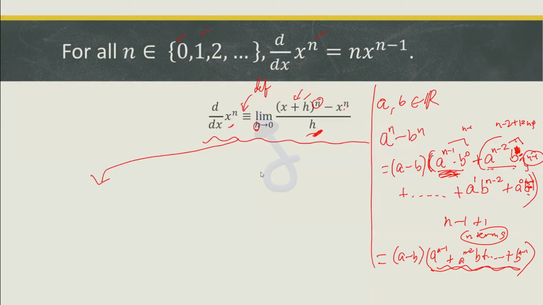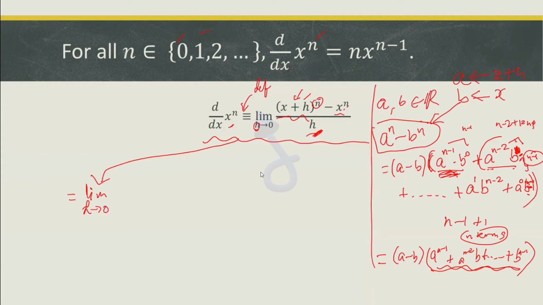So yung limit, gamitin lang natin tong identity na to. Yung a natin dyan, palitan natin ng x plus h, di ba? Ito yung a natin. Ito yung b. So yung b natin, palitan natin ng x.